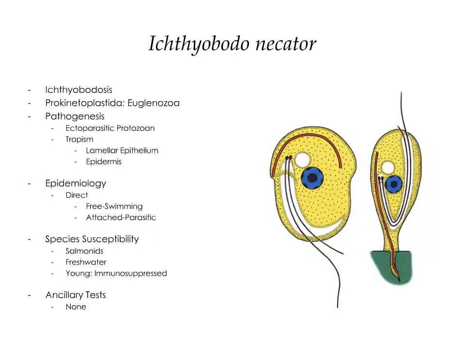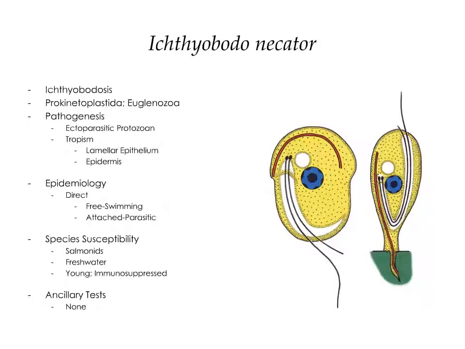Ichthyobodo necator is a parasitic protozoan that belongs to the group Prokinetoplastida of Euglenozoa. This is the agent responsible for ichthyobodosis. Ichthyobodo is an ectoparasite with a tropism for the lamellar epithelium and the epidermis. In regards to epidemiology, transmission is direct. The parasite has two stages, the free-swimming stage and the attached parasitic stage.